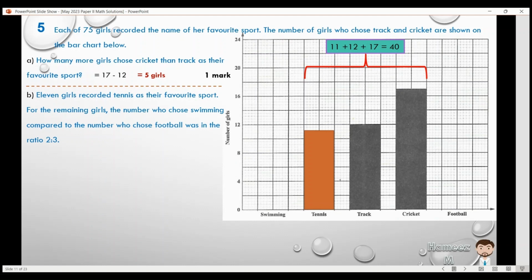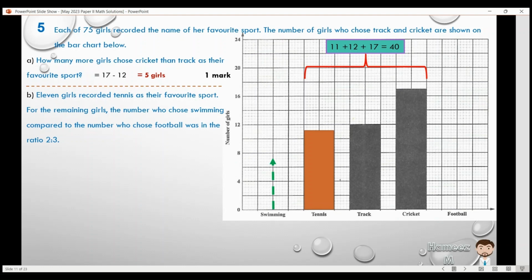For the remaining girls, not those 3 sports, all those who chose the other things, which are swimming and football, the number who chose swimming compared to the number who chose football was 2 to 3. So what does that mean? It means that, let's just put a little arrow just to give us an idea that we have an average amount of girls who did swimming. We don't know how much it is. We don't know how high we're going to be able to draw this bar to represent such.